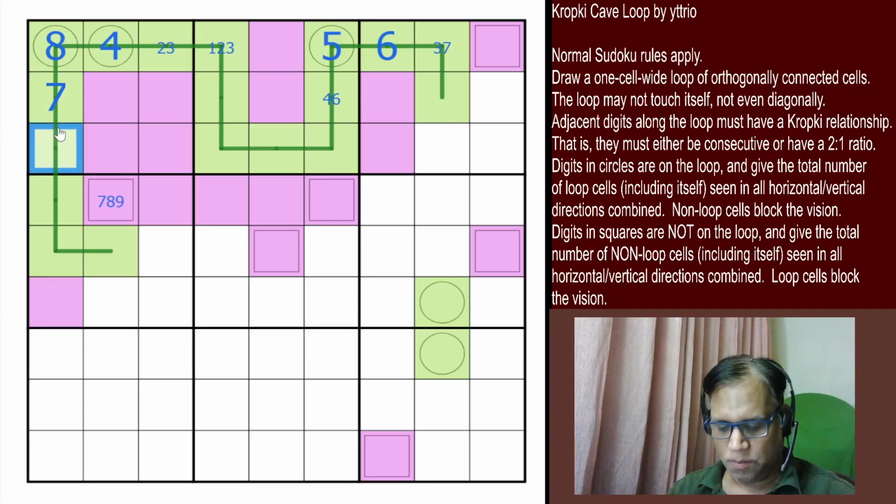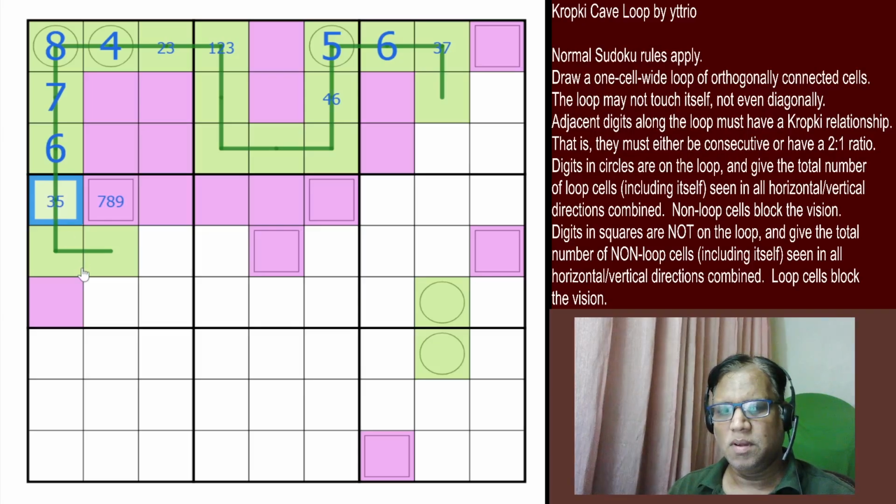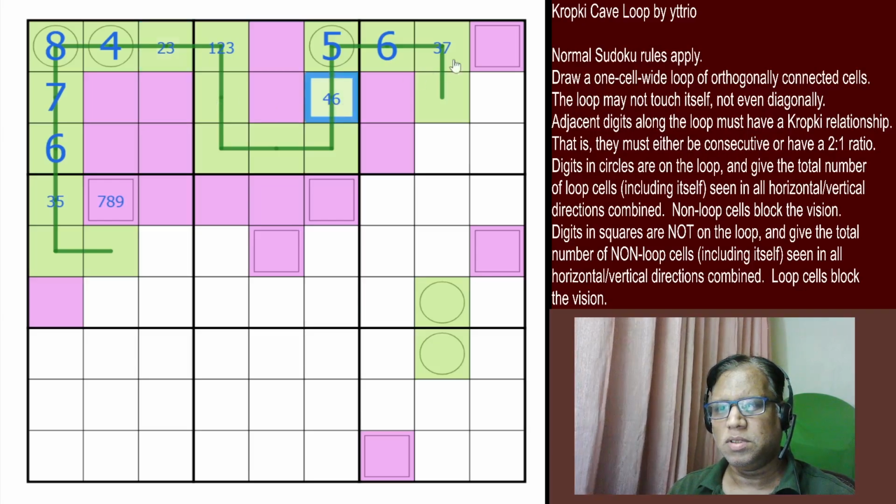And 7 is the odd digit, so it cannot have double or half. I mean, it can have double, but that is 14. That is too large. So that's not possible. So that's 6. Now, after 6 is the, yeah, 3 and 5. Two options, right? 3 and 5. Okay. 2, 3, 6, 7. 7, 6. Right, 1, 2, 3, 3, 7.